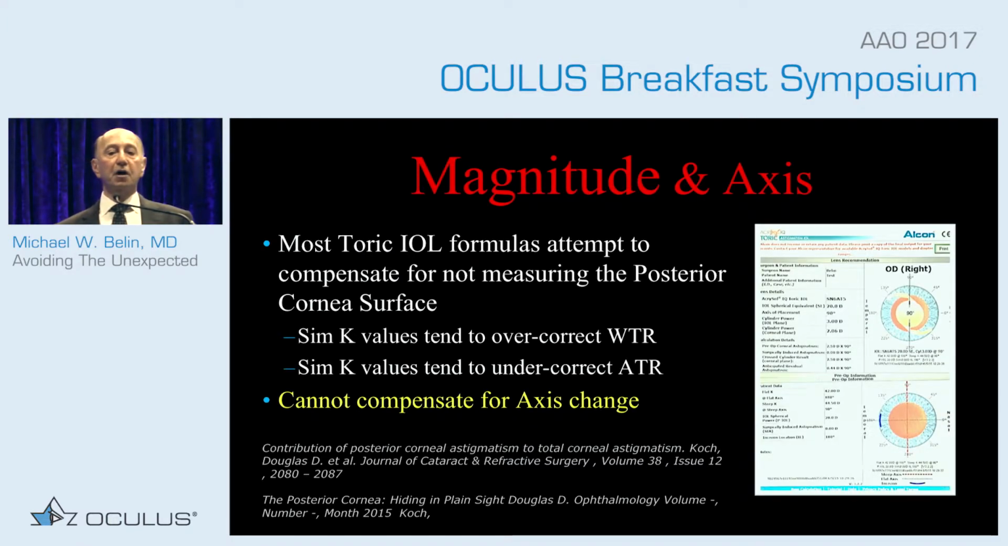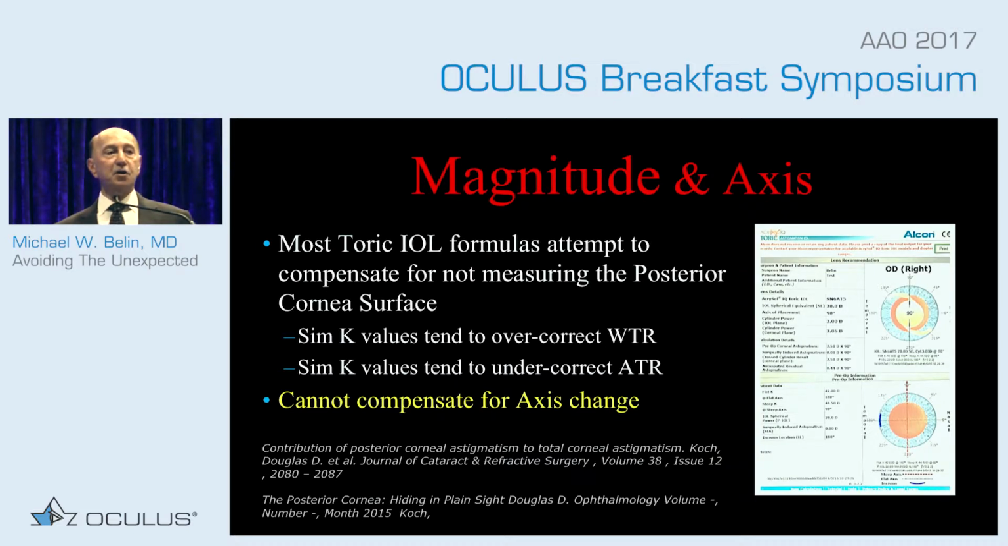Now, most toric IOL formulas attempt to compensate for not measuring the posterior corneal surface. And that's true with the original. In the US, the Alcon is probably the most commonly used toric IOL. The original Alcon formula just assumed a constant relationship between the anterior and posterior surface. The newer Barrett-derived formula, people think, measures the posterior surface. It does not.